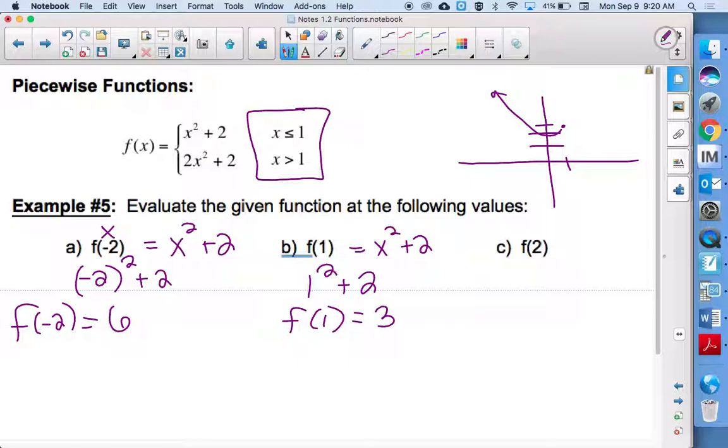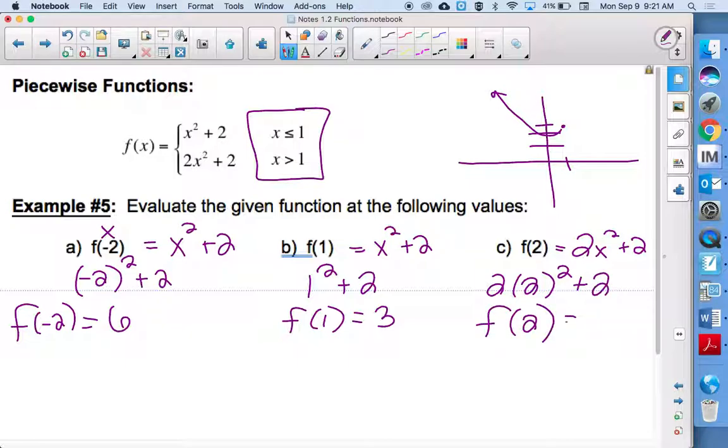The last one, Colin says f of 2. So the equation we would use would be? 2x squared plus 2. Right. And again, now x is bigger than 1. 2 is greater than 1. So if we plug in a 2, what do you get, Colin? You get 10. So with piecewise functions, you pick one piece, because if you're using both, then it's not a function. Then I have 1 x but 2 y values, and that means it's not a function. Each x has to have 1 y. So I'm using the equation based off of the x value.